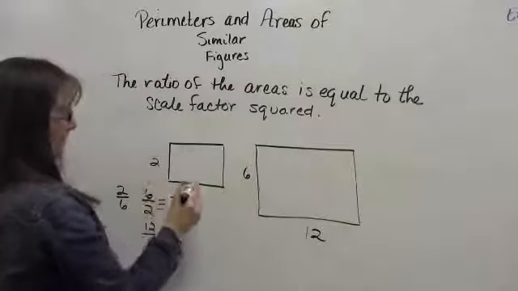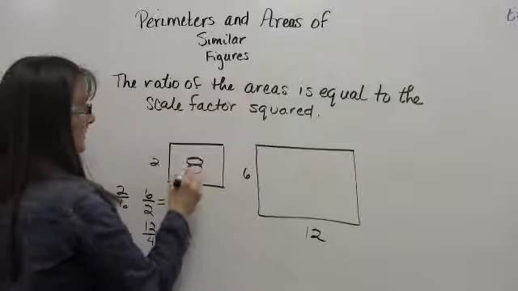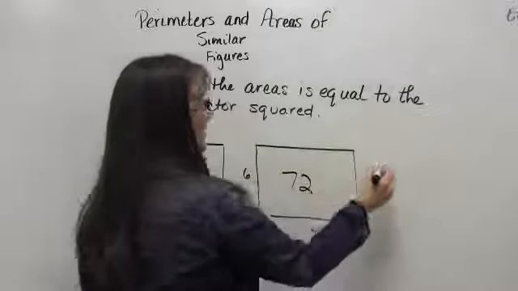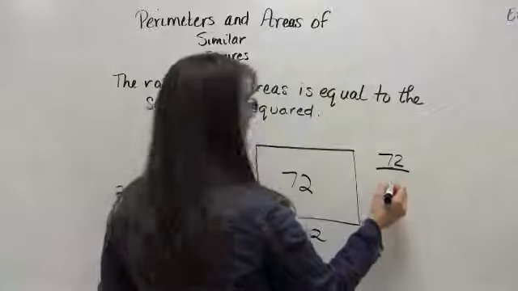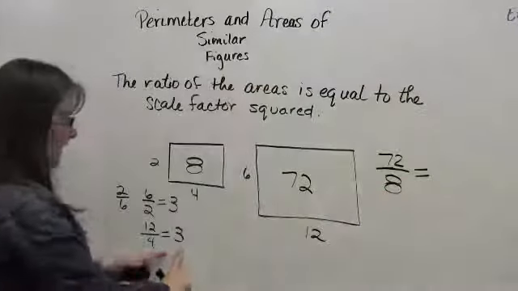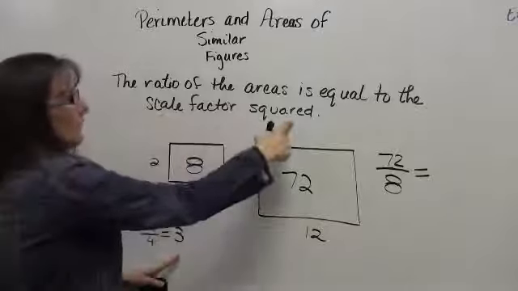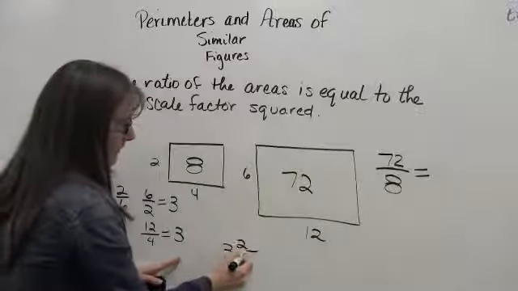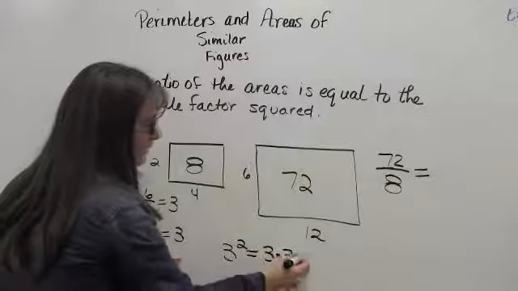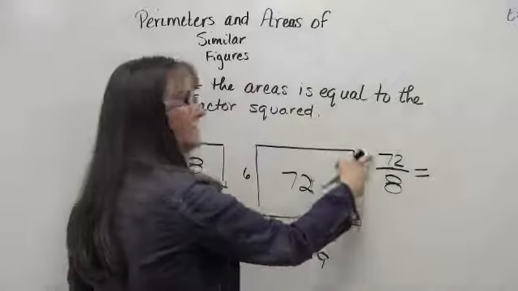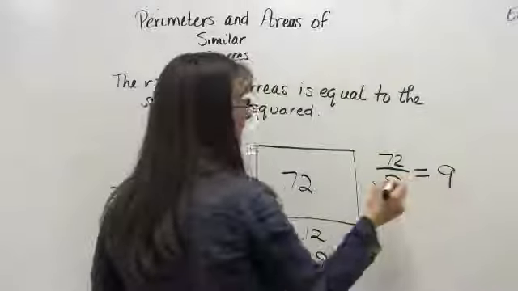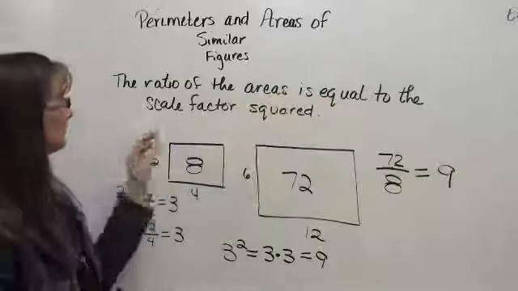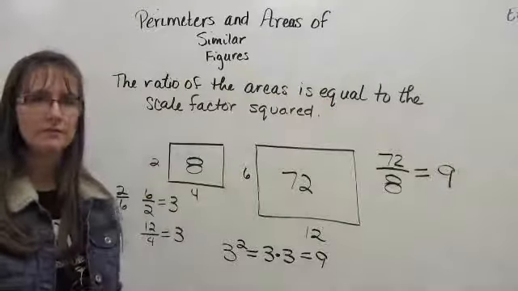Well, what's the area of the first rectangle? 2 times 4 is 8. What's the area of the second rectangle? 6 times 12 is 72. So I'm saying that 72 divided by 8 should equal my scale factor squared. In other words, it should equal 3 squared. Remember that 3 squared is the same thing as 3 times 3, so I'm looking for an answer of 9. 72 divided by 8 is 9. So in fact, my ratio of area is equal to my scale factor squared.